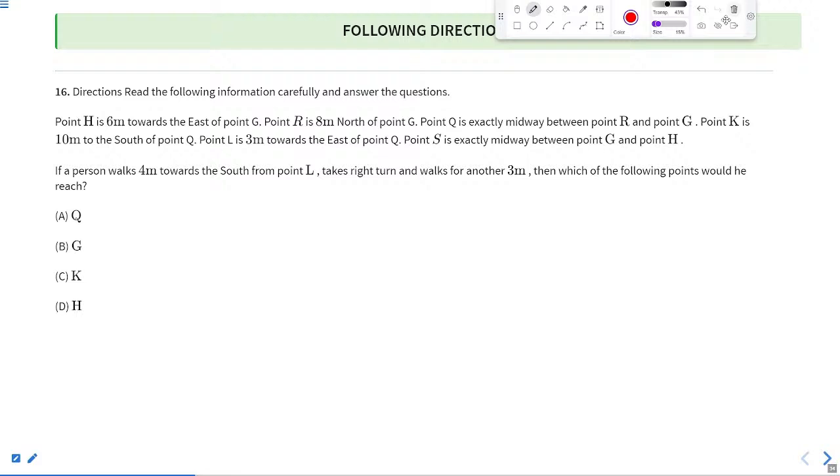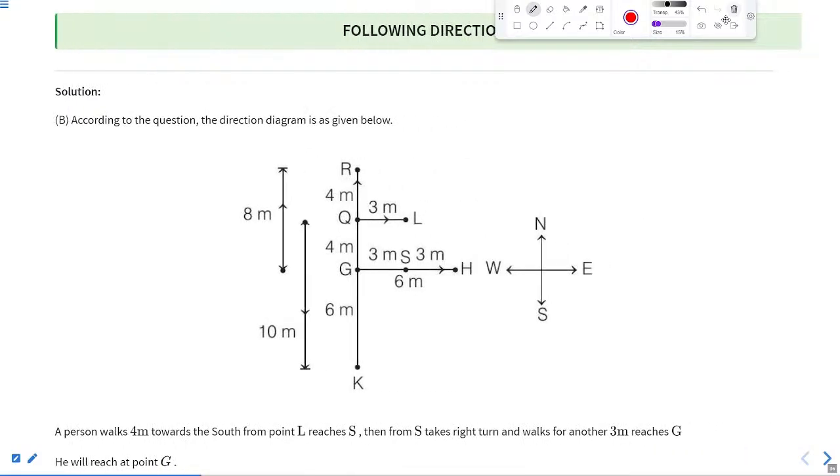16. Read the following information carefully and answer the questions. H is 6 meters east of point G. R is 8 meters north of point G. Q is midway between R and G. K is 10 meters south of point Q. L is 3 meters east of point Q. S is midway between G and H. If a person walks south 4 meters, west from point L, takes a right turn and walks 3 meters, then which point would he reach? Okay. According to the question, we have the diagram given below.